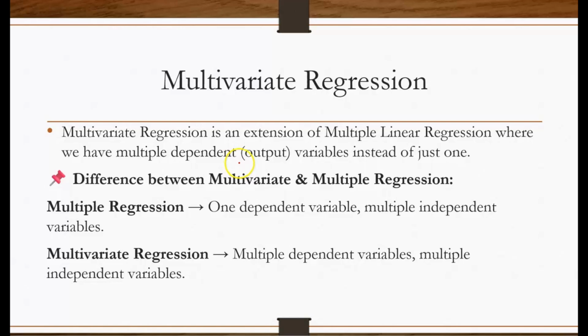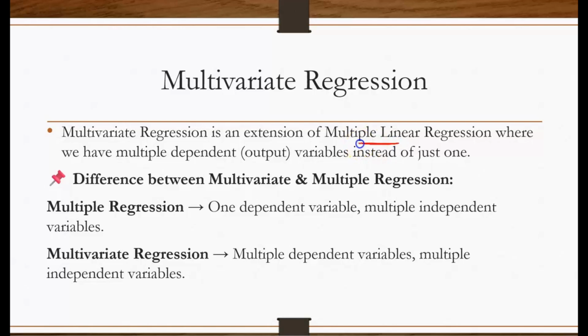In this video, we can see some terms or concepts related to linear regression. Okay, so the first term we are going to see is what is multivariate regression. So you can see the definition here. Multivariate regression, that is an extension of multiple linear regression.